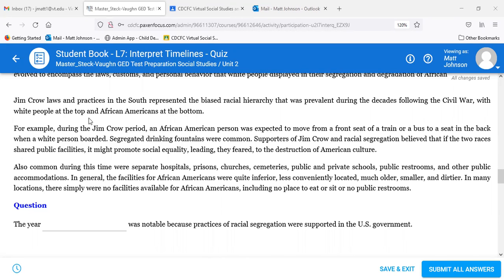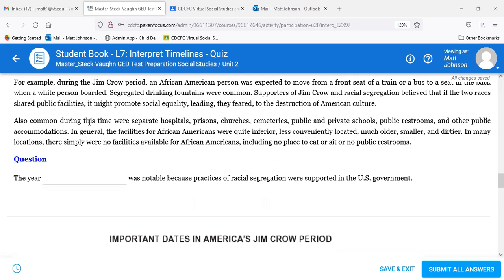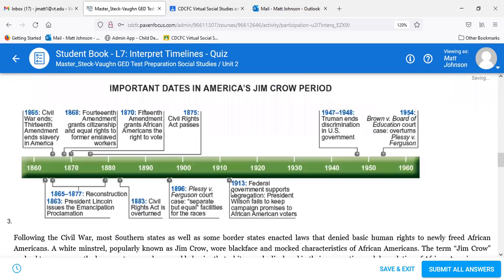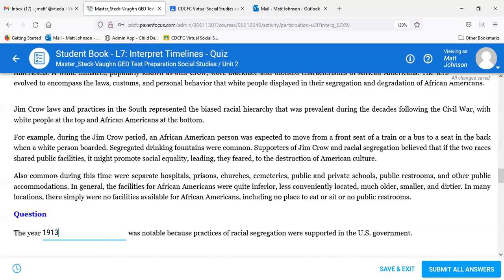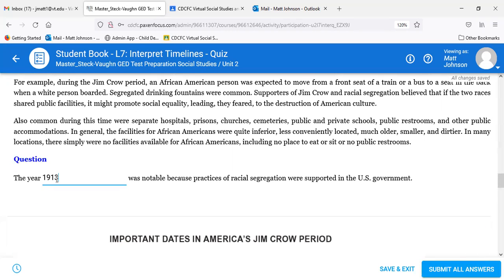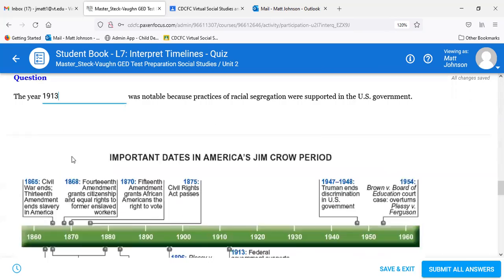All right, Ed is jumping on it here. So the year was notable because practices of racial segregation were supported in the U.S. government. So the year was 1913, right? Woodrow Wilson had kind of campaigned on some civil rights issues, and then, of course, he failed to keep his promises. So the federal government at that time was still supporting segregation. It wasn't until we get to the era of Truman after World War II that we start seeing some actual change. So 1913 for number 3.